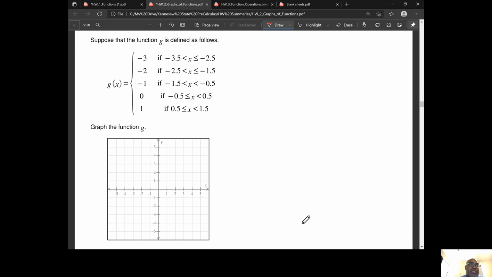14. Graph the function. Okay, this is a piecewise function. So let's dive in. So -3 if x is between -3.5 to -2.5. So -3.5, open circle, to -2.5, closed circle. Boom. And -2 from -2.5 is going to equal -2 there. So -2.5, open circle, to -1.5, closed circle.